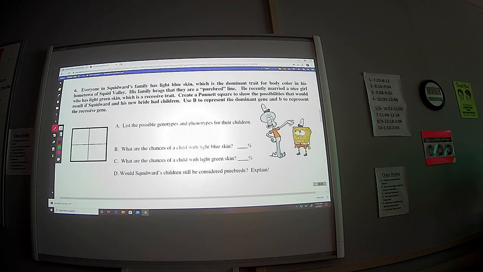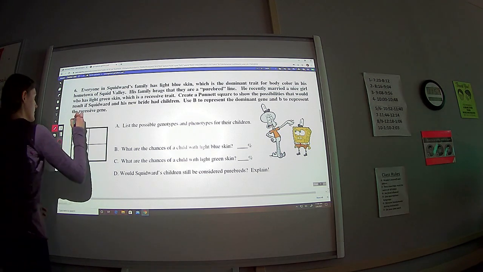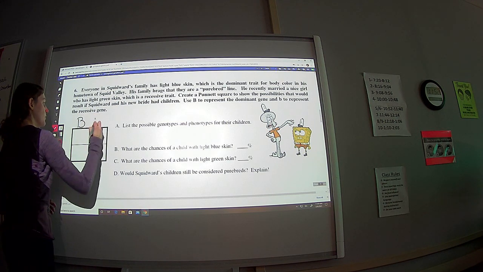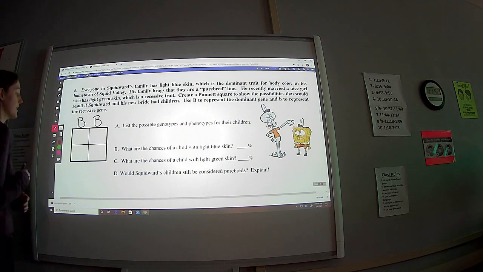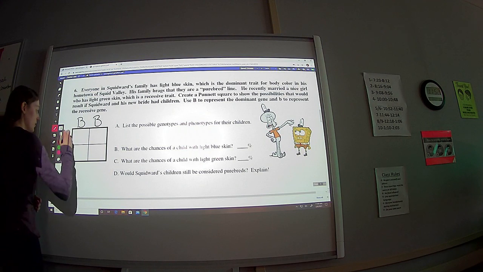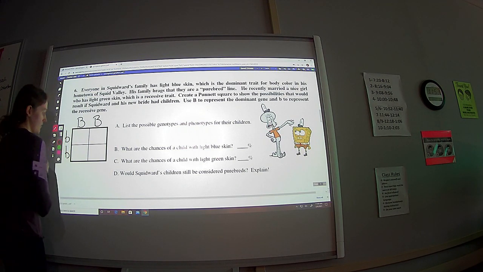So, if they brag that they're of a purebred line, they're saying that they are homozygous for that trait. So if he's light blue, that means he's going to have two capital B's. And if she is light green, those are going to be two lowercase b's because it is a recessive trait.